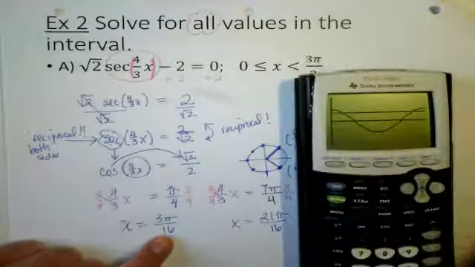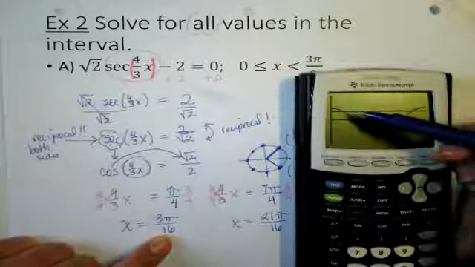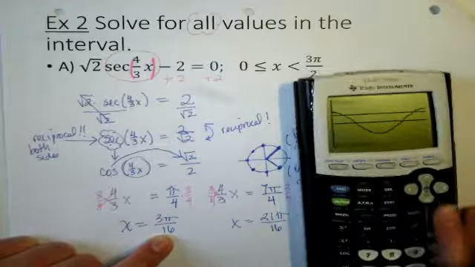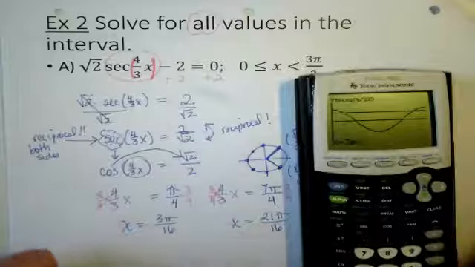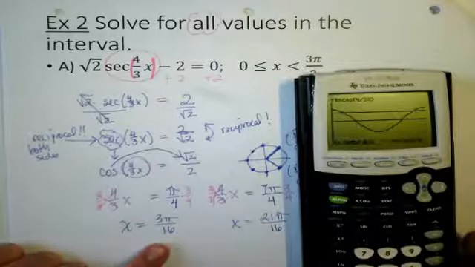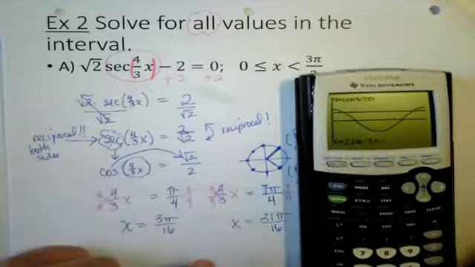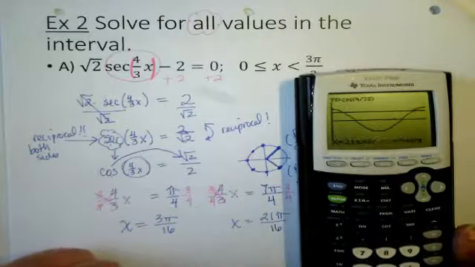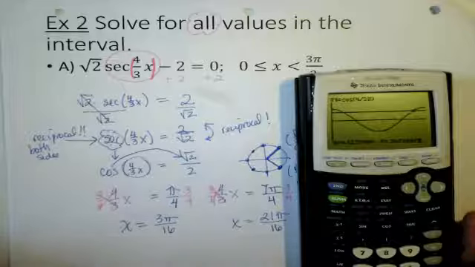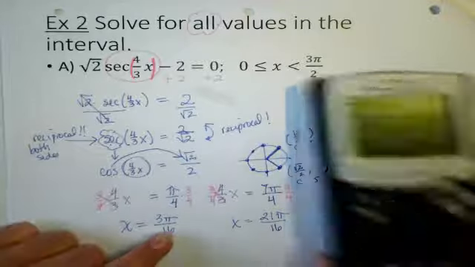So let's check, and I'm hoping that that's going to be an intersection point. So trace 3 pi over 16. Yay, look at that. And then 21 pi over 16. There we go. So it gives you an idea of how many solutions we need to look for.